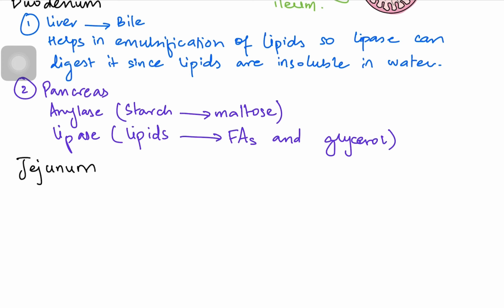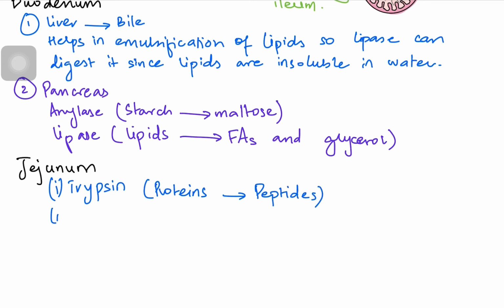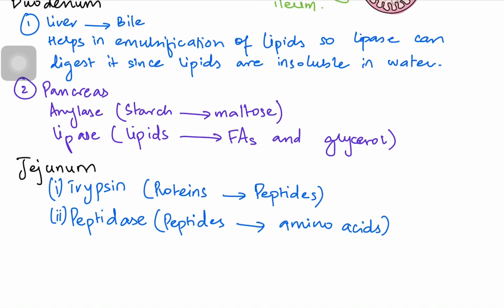When we talk about the jejunum, it has enzymes mainly produced by the intestine itself, like trypsin, which is a kind of protease. Protease means the proteins are broken down by trypsin into peptides. Then we've got peptidases, because peptides are also not the smallest of the molecules. Even peptides can be broken down. So peptidases break down peptides into amino acids. Amino acids are the smallest possible molecule.